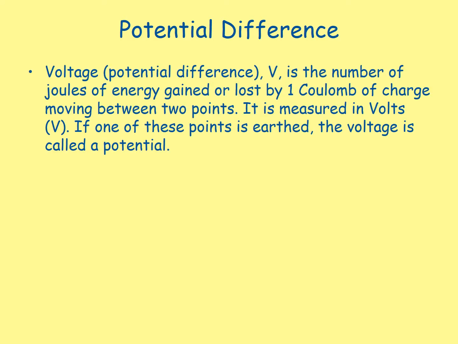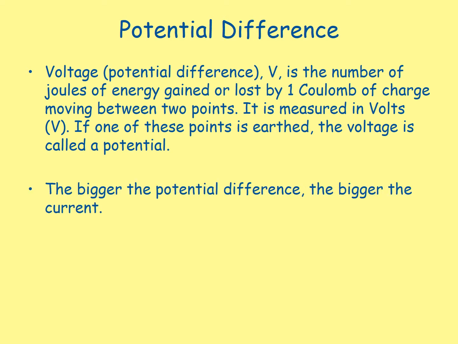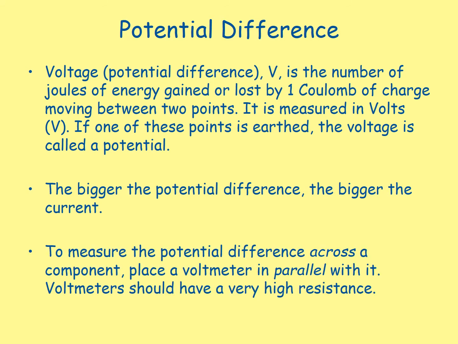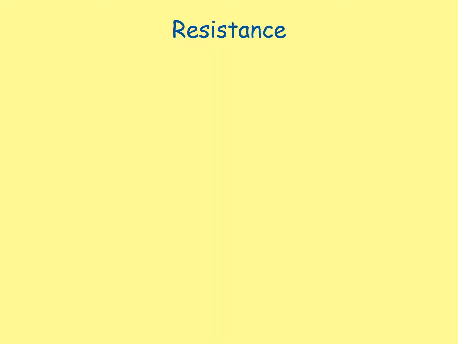Potential difference. Voltage, or potential difference, V, is the number of joules of energy gained or lost by 1 coulomb of charge moving between 2 points. It is measured in volts. If one of these points is earthed, the voltage is called a potential. The bigger the potential difference, the bigger the current. To measure the potential difference across a component, place a voltmeter in parallel with it. Voltmeters should have a very high resistance.